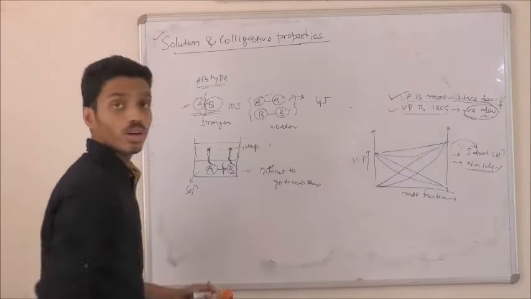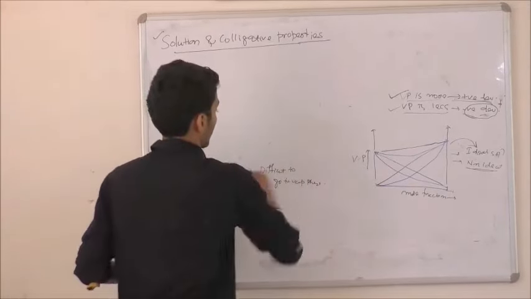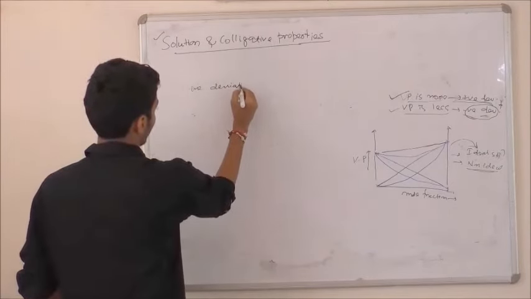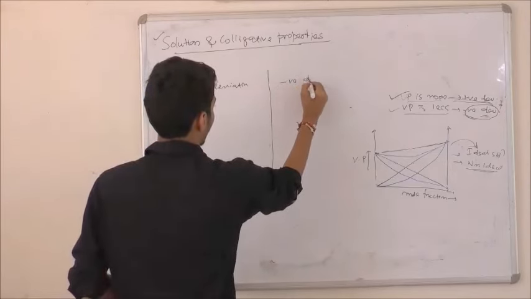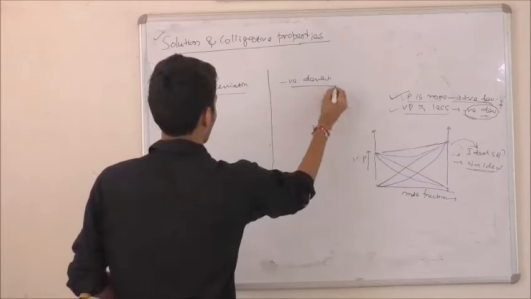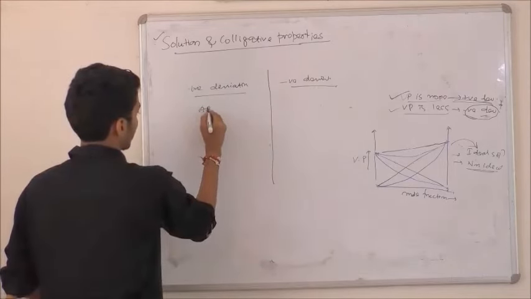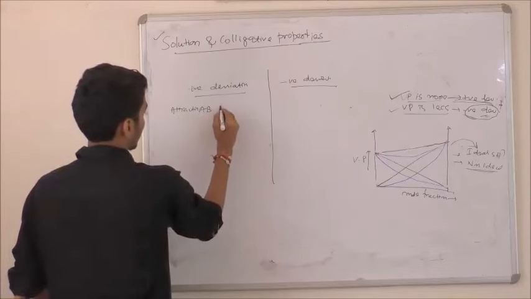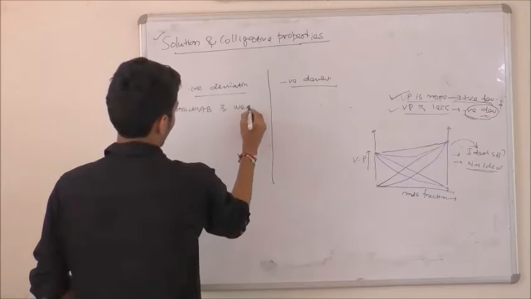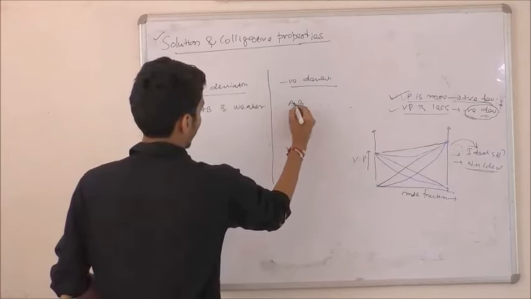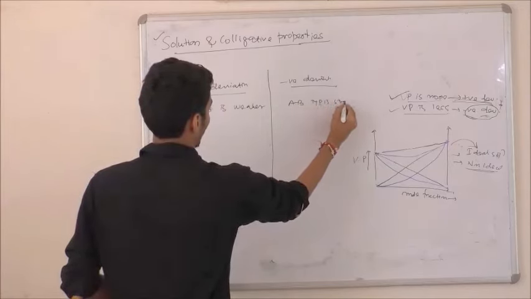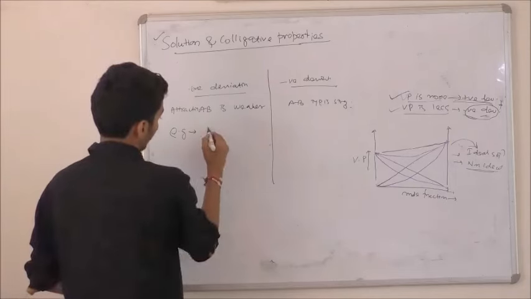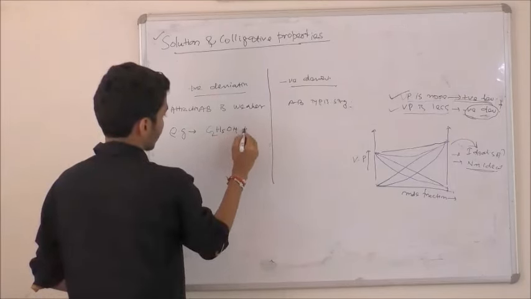Okay, now let me give you some examples of positive deviation and negative deviation. We saw here the attraction in AB type is weaker, and here the interaction in AB type is strong. Okay, and if I give you an example, a solution of C2H5OH plus acetone.